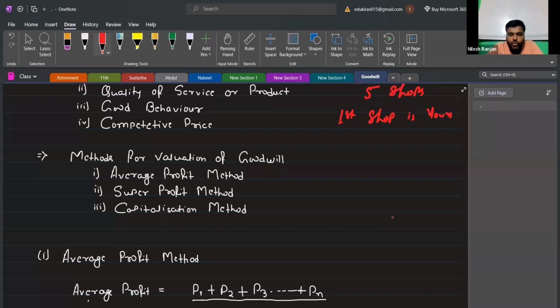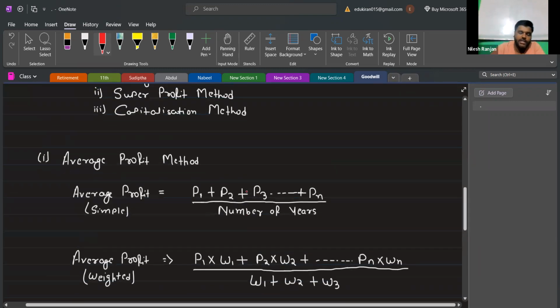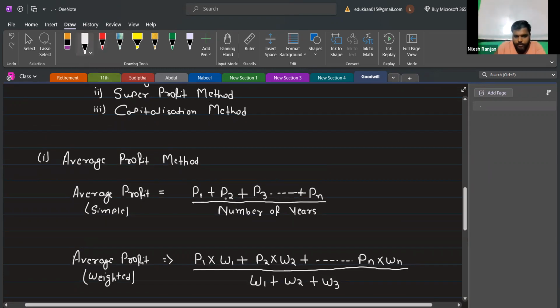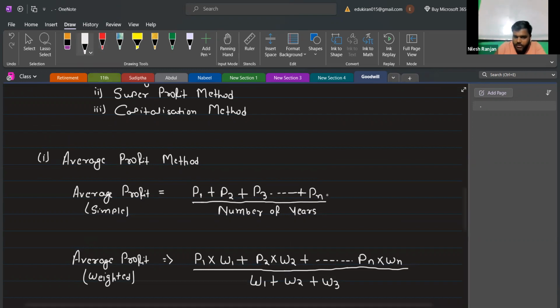Actually, there are 2 methods to calculate average. You know? A simple average and weighted average. Yes, very good. The formula is given here. The average profit is P1, P2, P3, and up to Pn, divided by the number of years. Here P means profit of the first year, profit of the second year, profit of the third year, and many more years if it is given in the question.